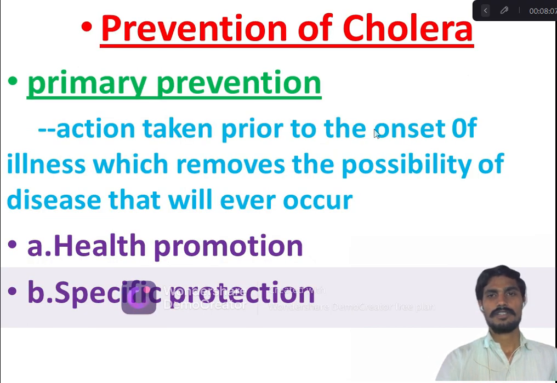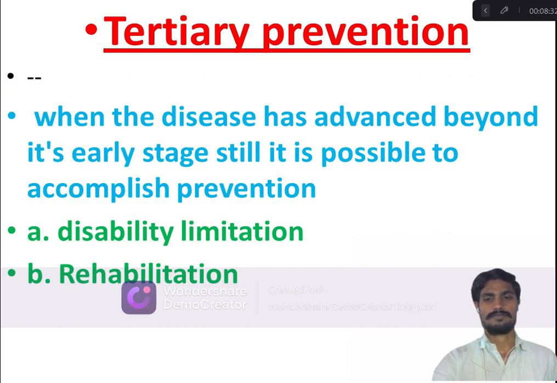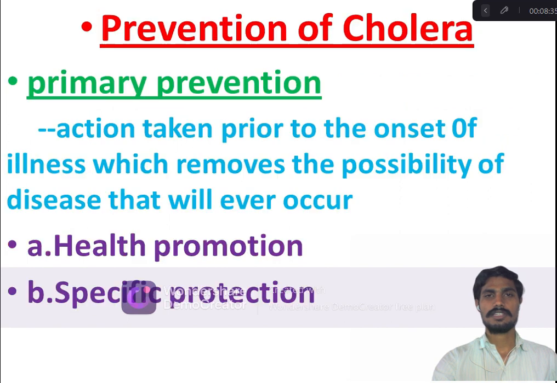Okay, you can see now the prevention of cholera. How can you prevent and control the development of cholera? For the prevention of any type of disease, not only cholera, you can follow 3 preventive measures. One is primary prevention, second one is secondary prevention, third one is tertiary prevention. By following these 3 preventive measures, you can prevent not only cholera, all types of both communicable and non-communicable disease.